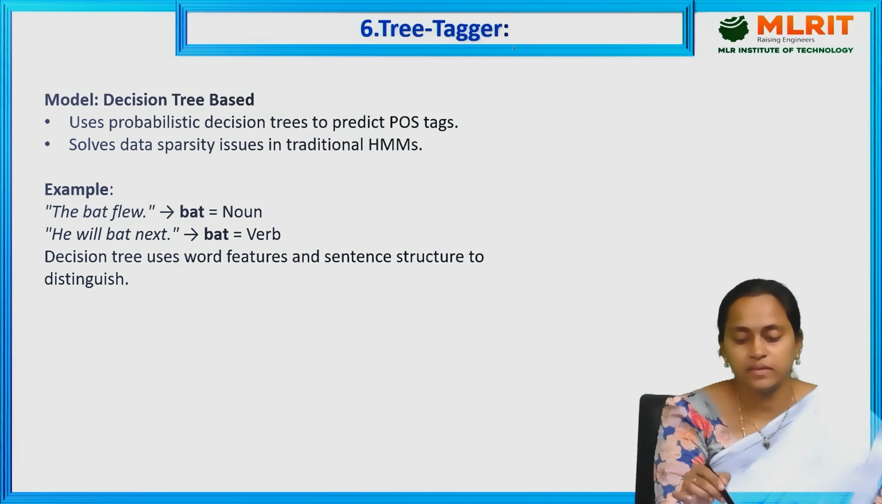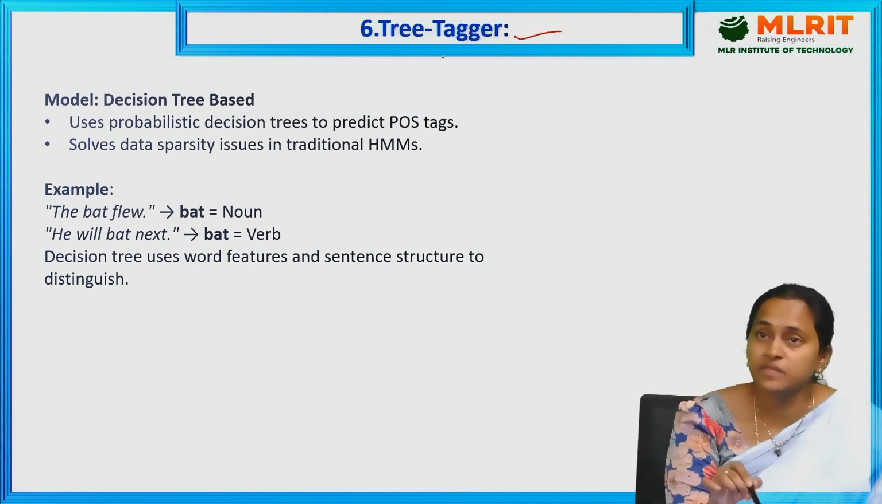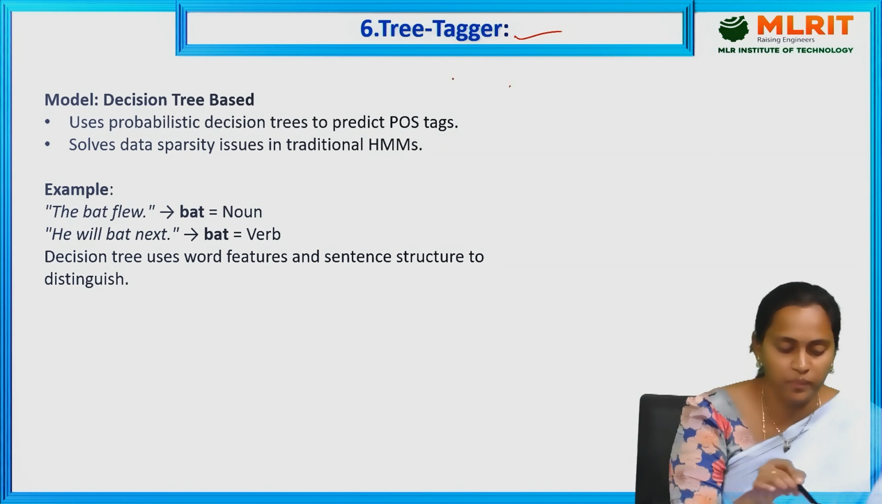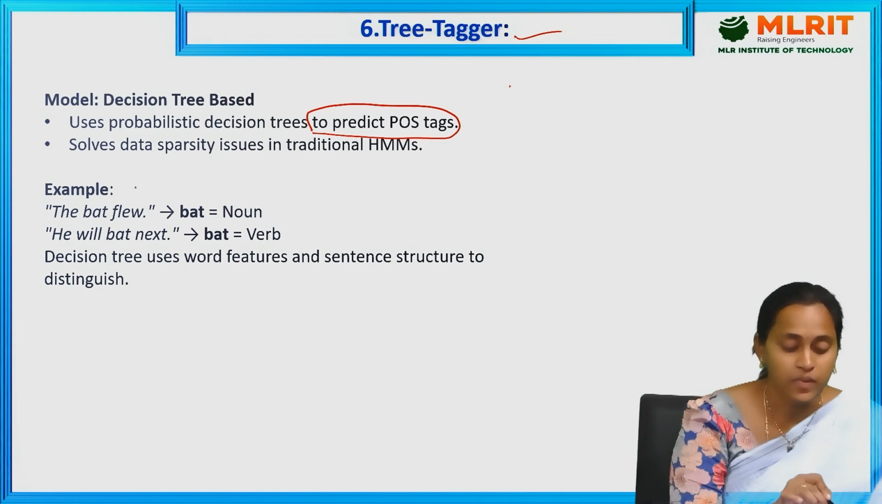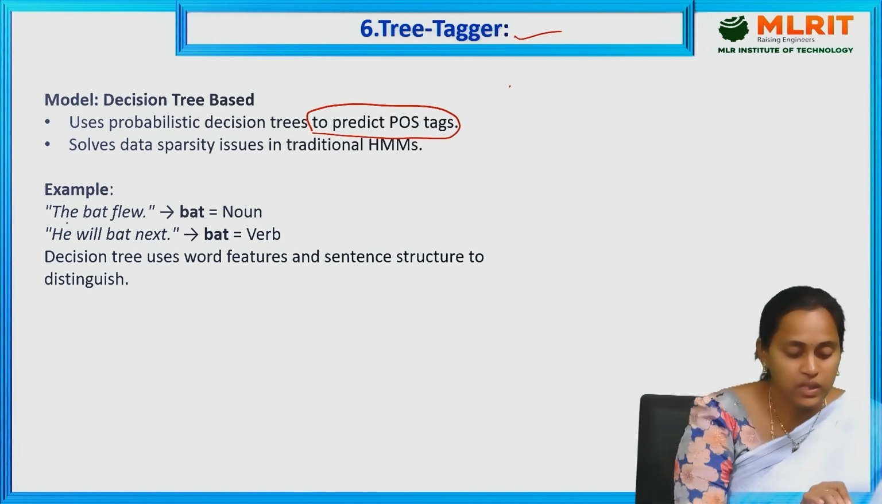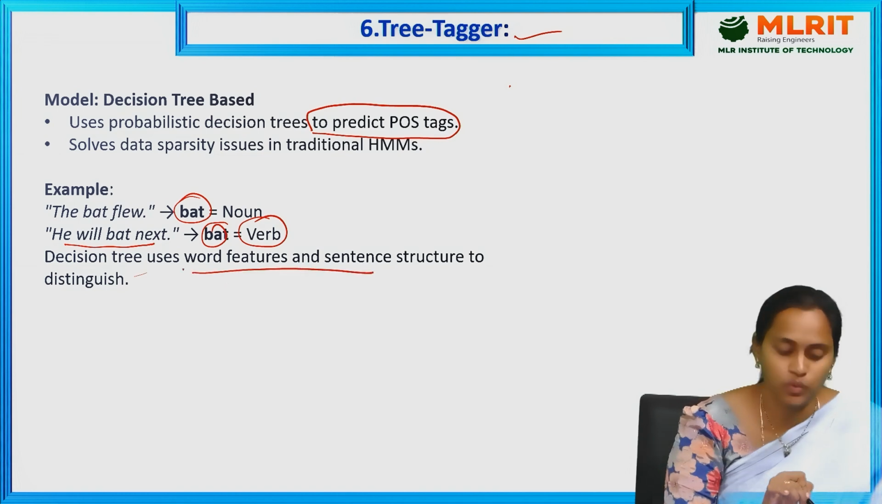Let's see the next one, the Tree Tagger. From the name itself, Tree Tagger means it displays in a structured format. That means it uses probability decision trees to predict the POS tag. See the example: "The bat flew." Here bat is a noun. "He will bat next." Here bat is a verb. It depends on the surrounding context. Decision trees use word features and sentence structure to disambiguate.